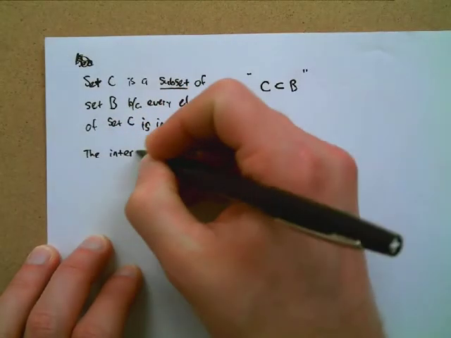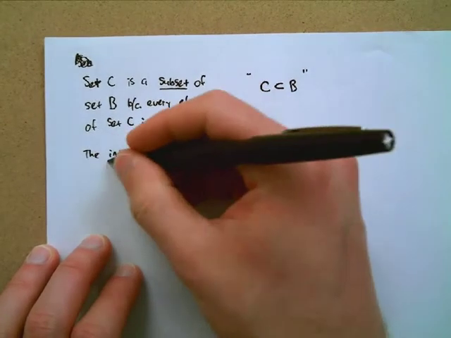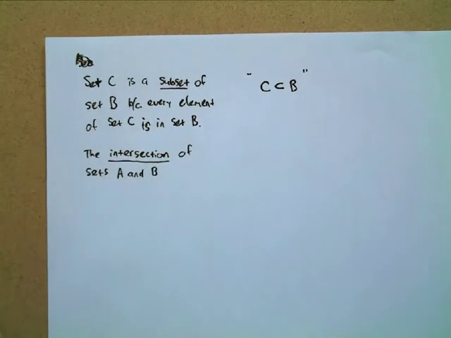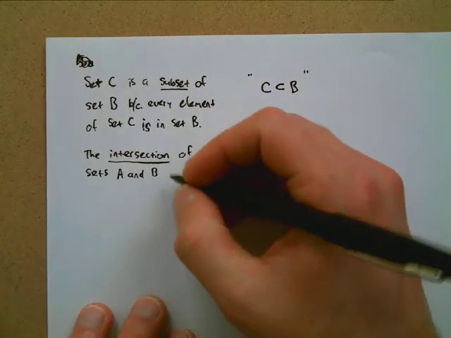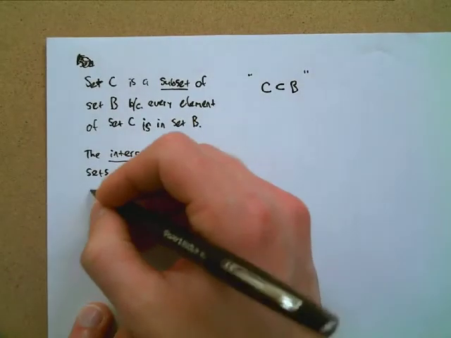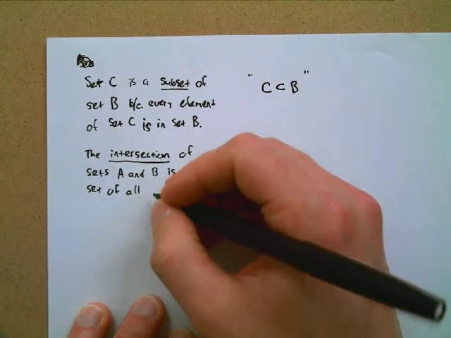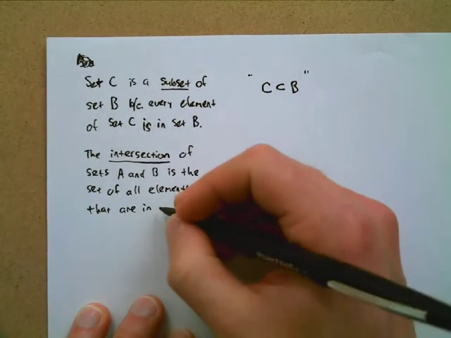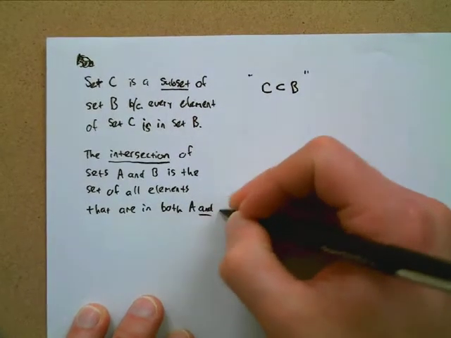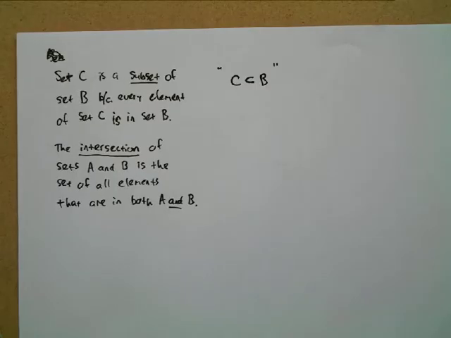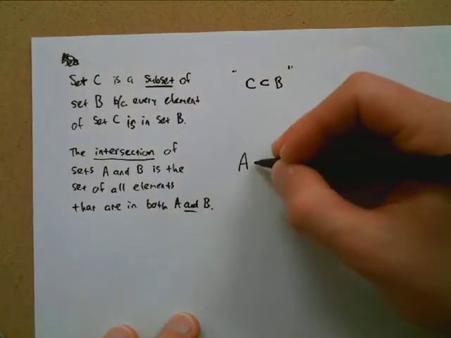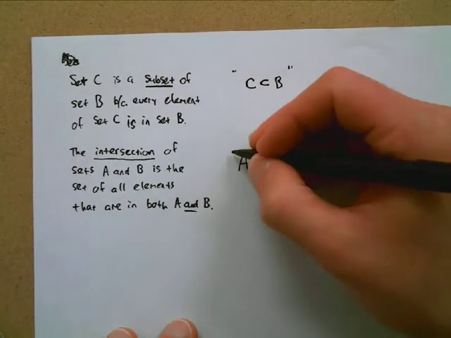All right, we can also talk about the intersection of sets A and B. This is the set of all elements that are in both A and B. So the intersection of sets A and B is the set of all elements that are in both A and B. And the way we denote that is A, an upside-down U, and then B, like that.